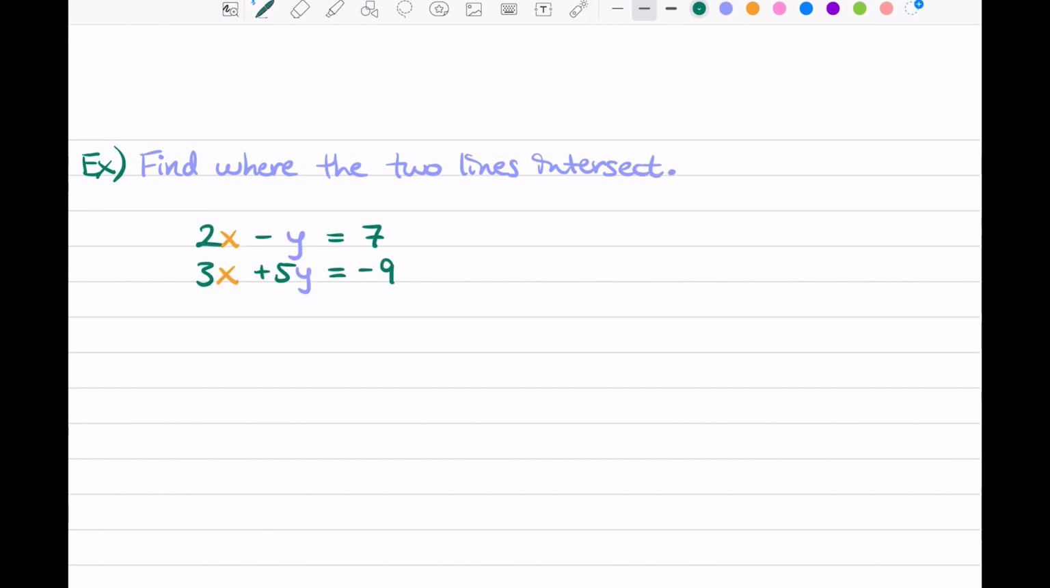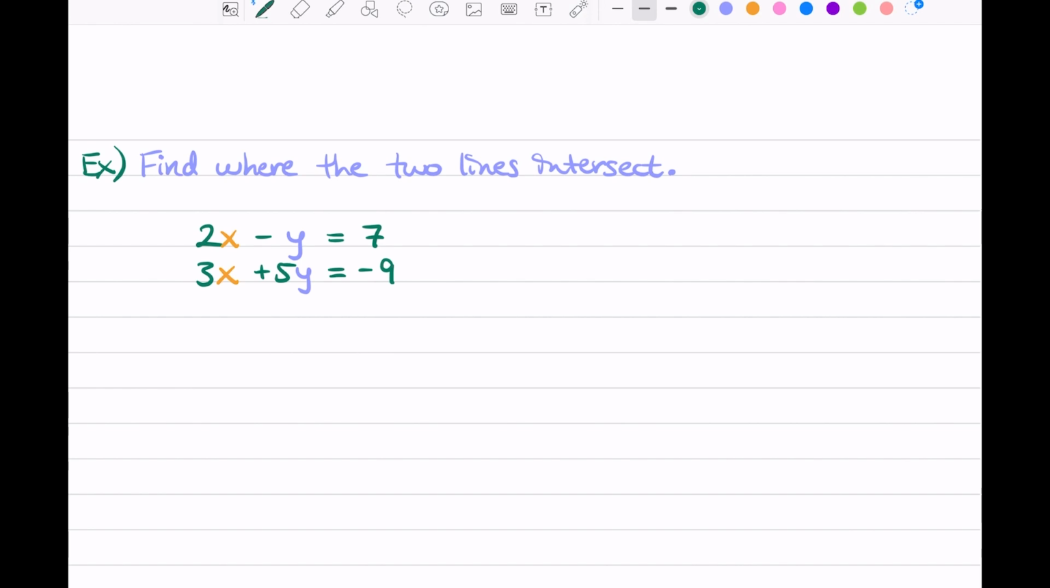So we have 2x minus y equals 7, and 3x plus 5y equals negative 9. So we want to find where the two lines intersect. In other words, we want to find the solution to this system of equations, which means we want to find our orange x and purple y.